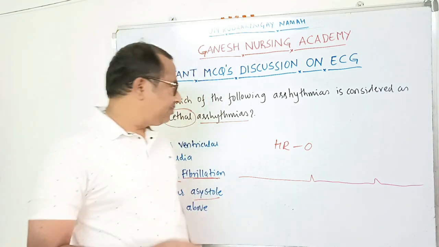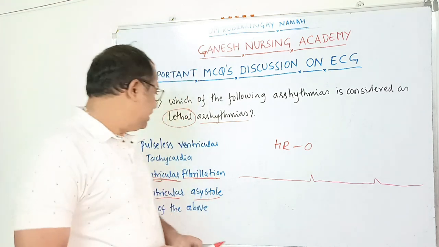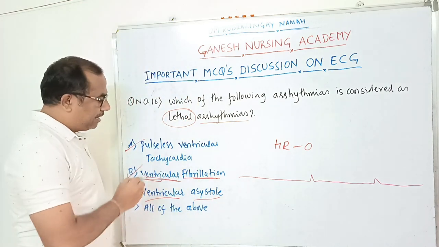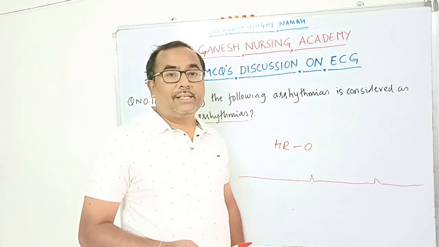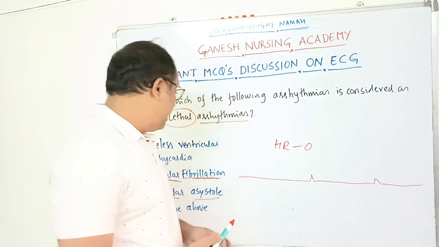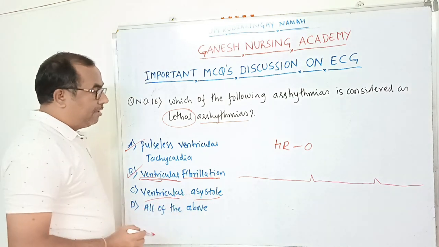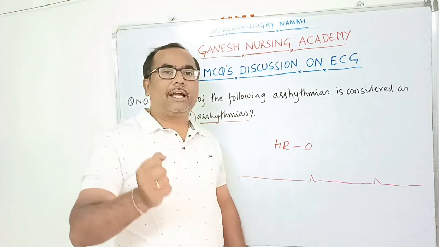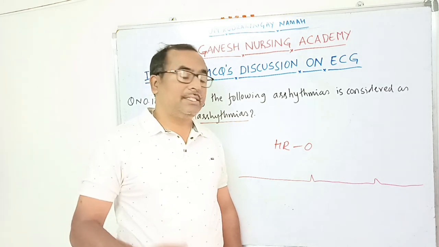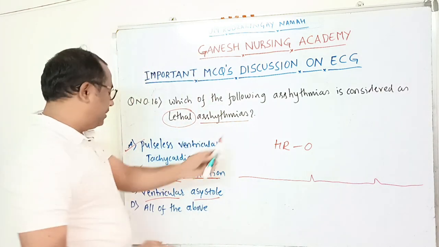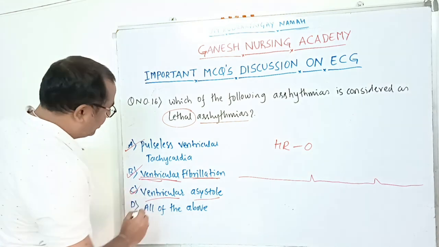Defibrillation shock is indicated in case of pulseless ventricular tachycardia and ventricular fibrillation, but in case of ventricular asystole, a defibrillator shock is not indicated. This is also considered a lethal arrhythmia because there is no cardiac output, there is no ejection of blood from the left ventricle of the heart, so that is why it's considered a lethal arrhythmia.